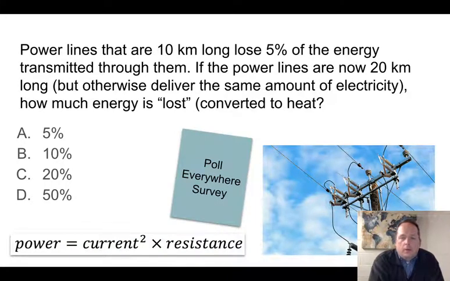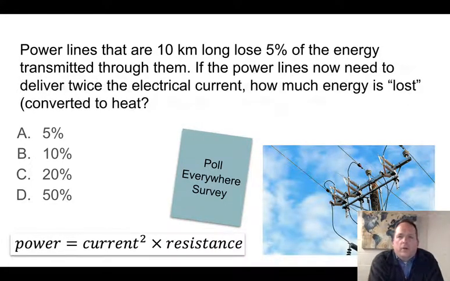So let's take a couple more Poll Everywhere survey questions and think about this relationship about power. Imagine we have some power lines that are 10 kilometers long and they lose, let's say, 5% of the energy that's transmitted through them. If you now make these power lines 20 kilometers long, so you double the length, but you're delivering the same amount of electricity, same amount of current flowing through, how much energy is going to be lost or converted to heat? It's going to be 5%, 10%, 20%, 50%. Again, you're encouraged to pause the presentation and answer the question before moving on.